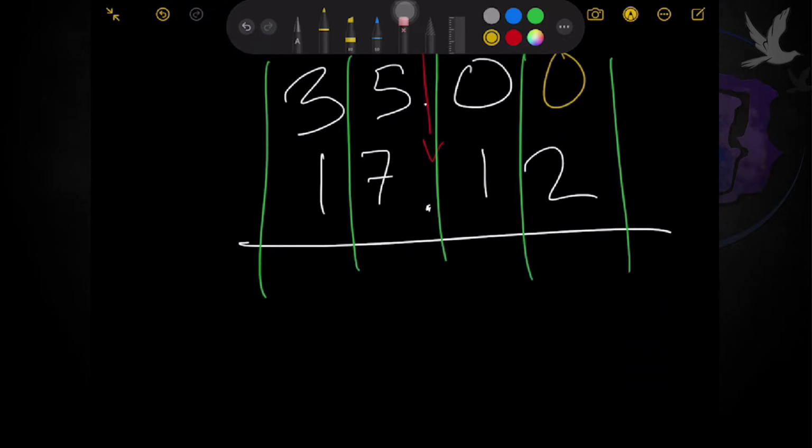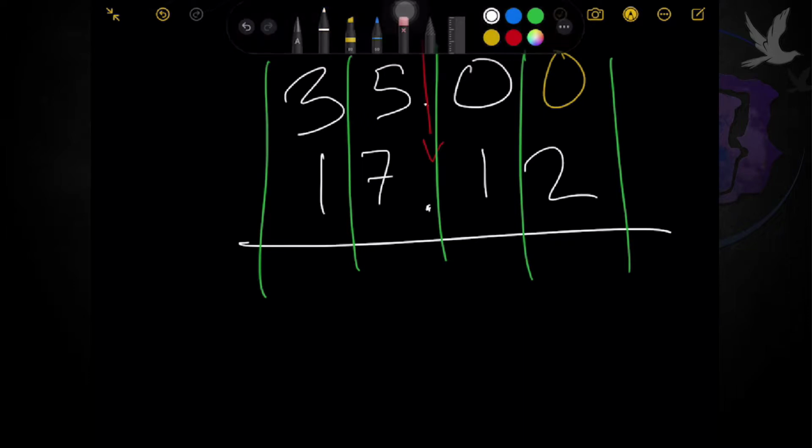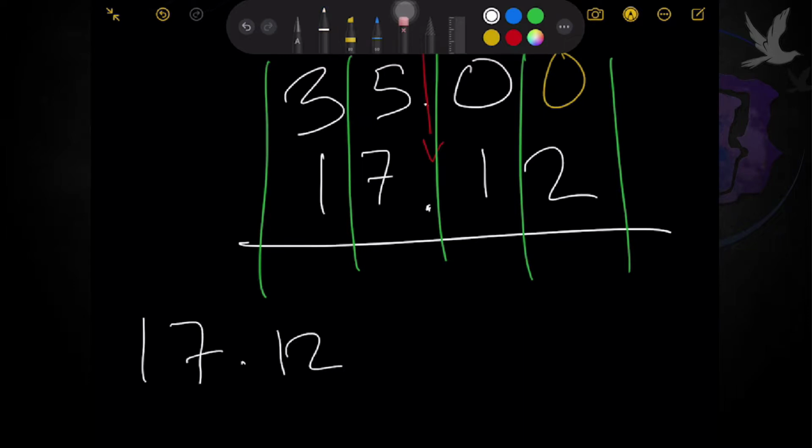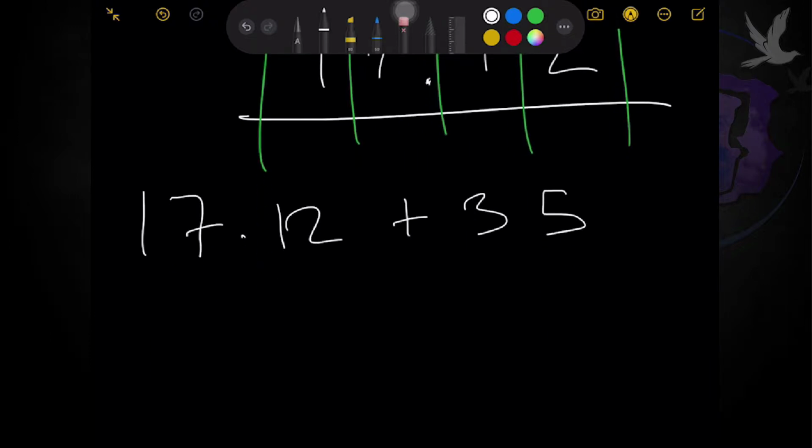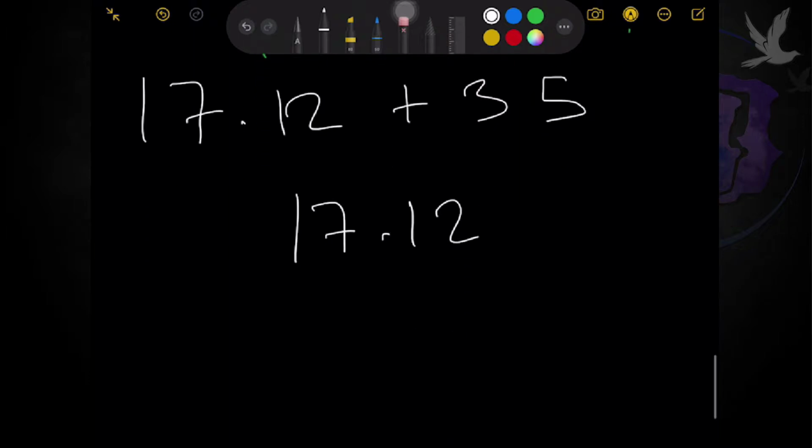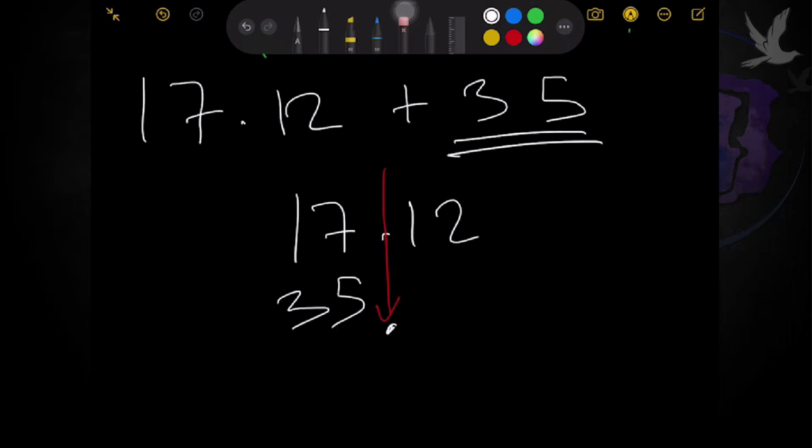What if, yun ang question nyo. Teacher Mark, what if it's like this? Parehas lang naman yan. As long as you follow the rule. 17.12 plus 35. So, same lang. 17.12, following the decimal point, which means ang decimal nyo for 35 should be placed here. And all you have to do is write 35 there. 0.0. And satisfied with everything.